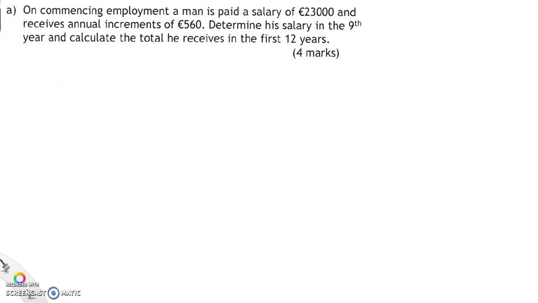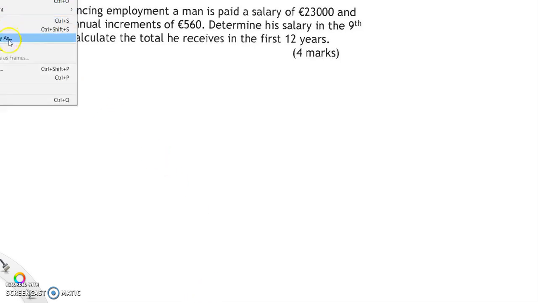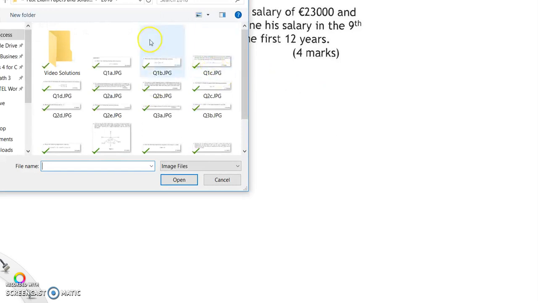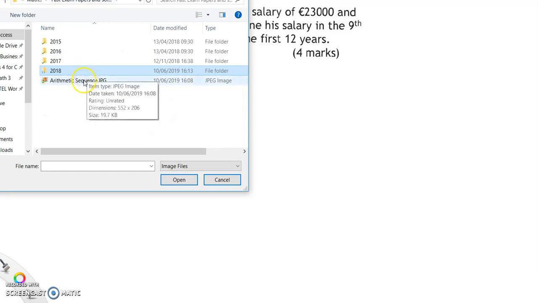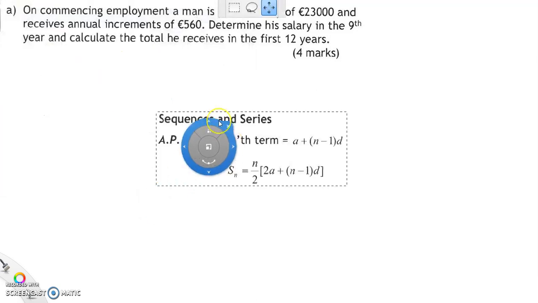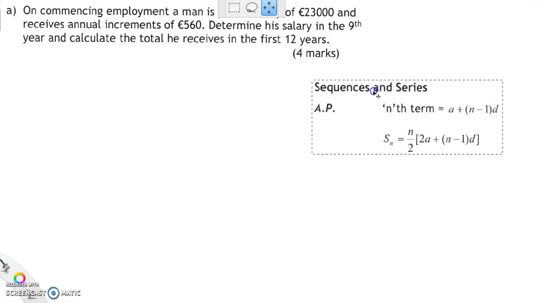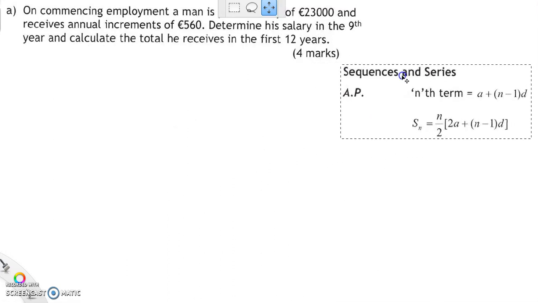Right, I am going to get the image for that now. Exam papers, arithmetic sequence, here it is. Let's stick it up here, say, on the right hand side.